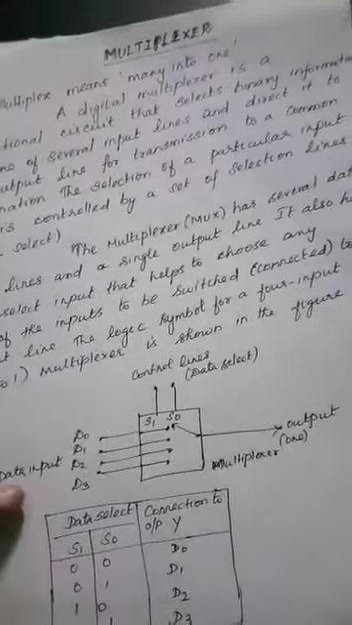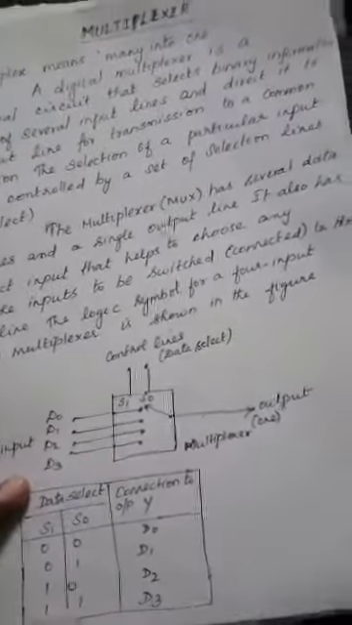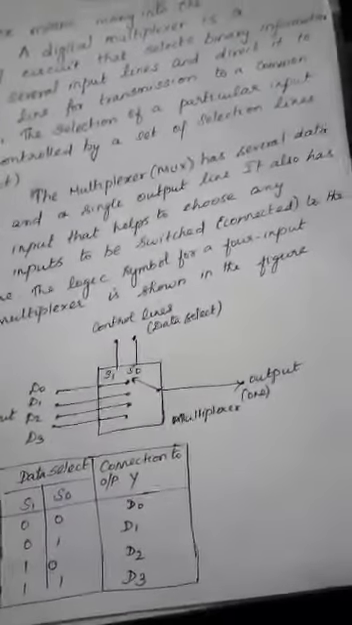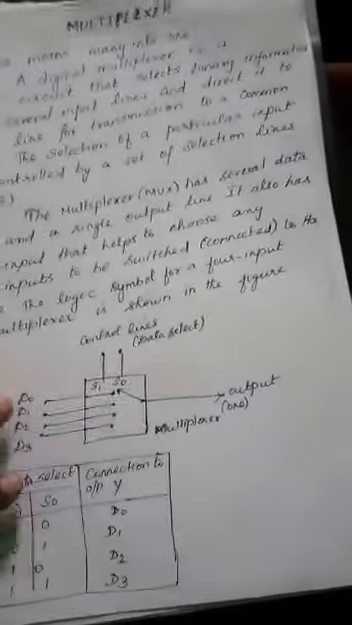Here is the figure. Here there are 4 data input lines, that is D0, D1, D2 and D3, and we have the data selects, that is S1 and S0, and we have one output line. So here we are having 4 inputs and only one output, so it's known as many into one.